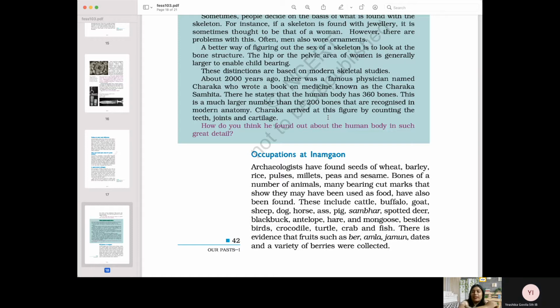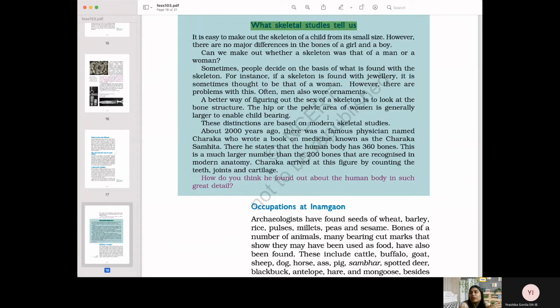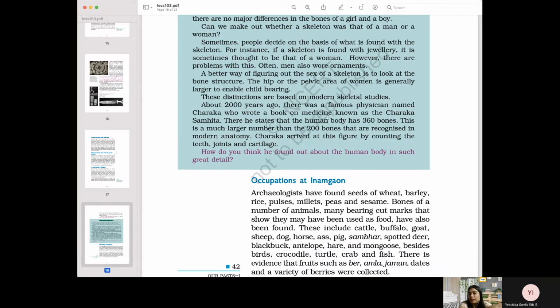So what they are saying here is that 2000 years ago in India, this physician was there. Again, who is a physician? A person who looks after your bones especially. Today also, we have so many physicians, right? He's not a physicist, he's a physician, meaning he takes care of your body, especially the bones, muscles, cartilages, right? Is this clear? Yes.